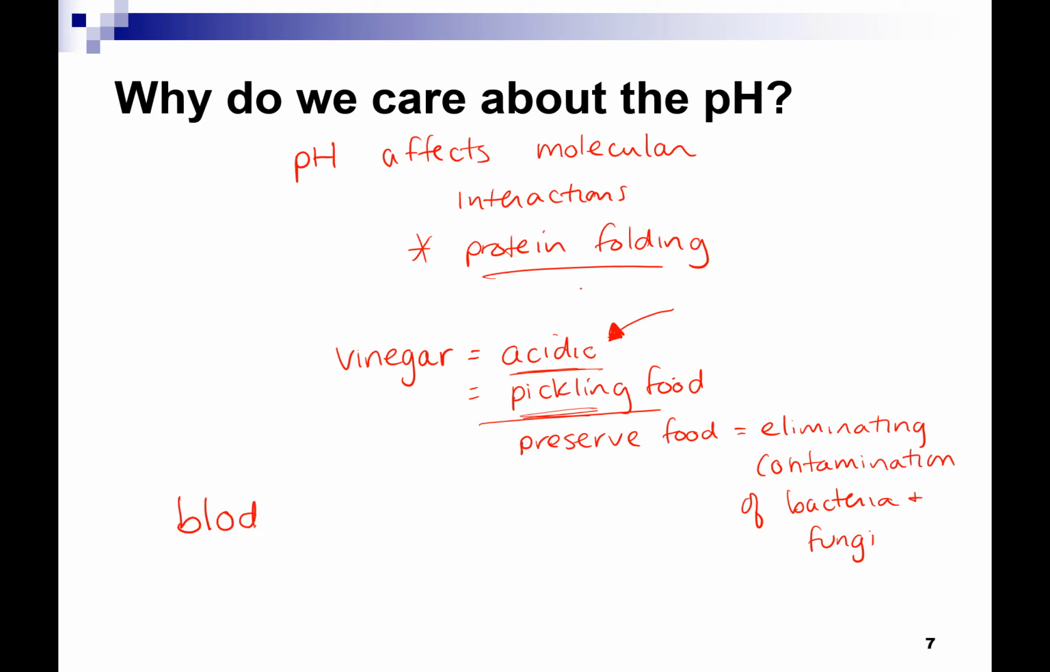pH is also important in your blood. Your blood pH is somewhere between 7.35 and 7.45. That's a really tight range. And if you get too acidic or too basic, you can die, mainly because you're interfering with molecular interactions. So what we have in our blood and other places is something called a buffer. And a buffer is a chemical that helps minimize the change in pH.